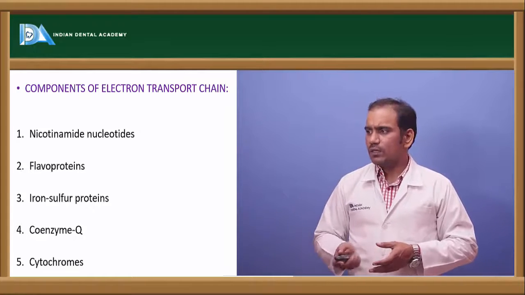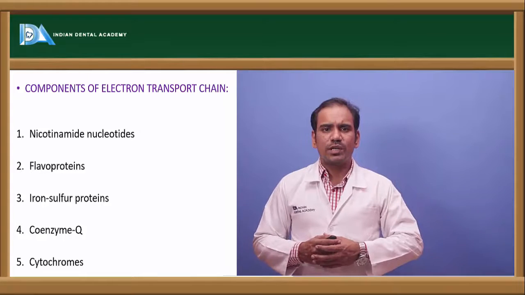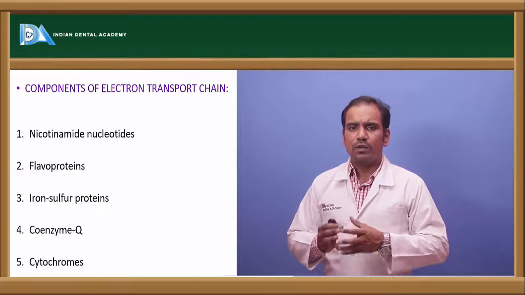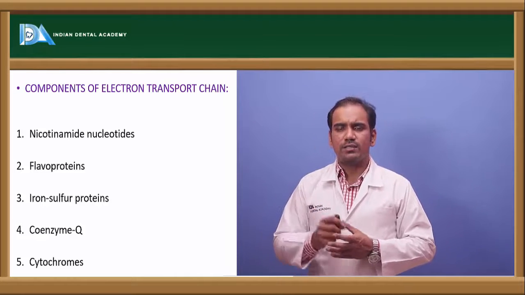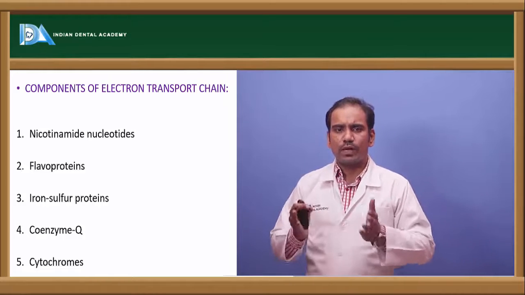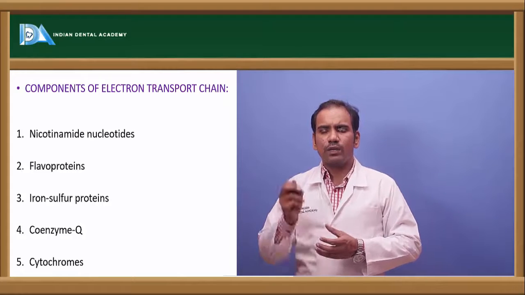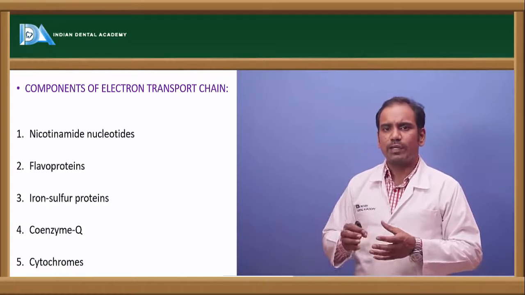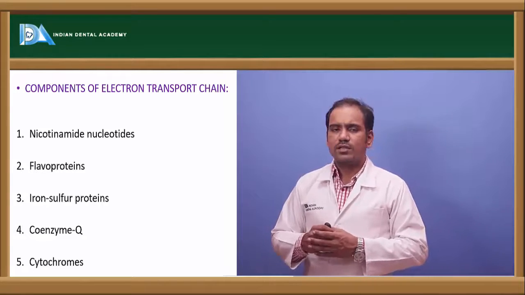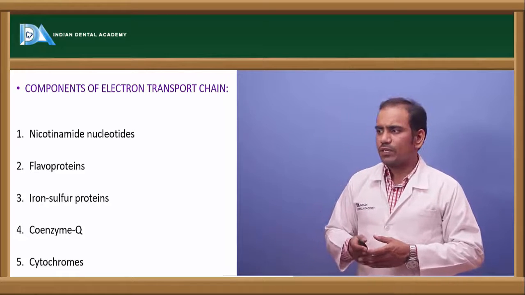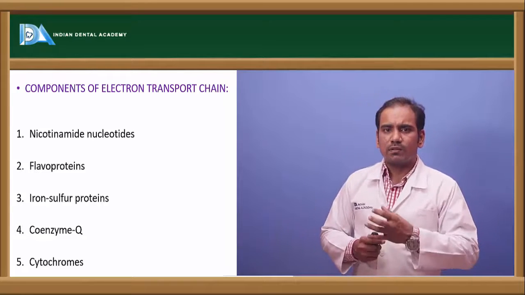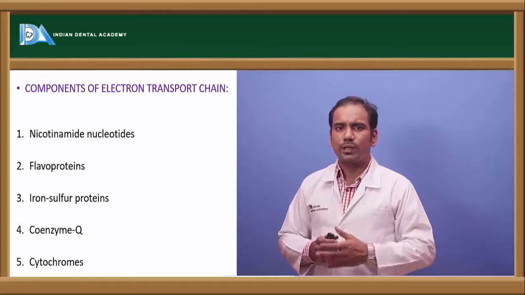Coming to the other component, we have cytochromes. Cytochromes are conjugated proteins having the prosthetic group heme. Heme is a porphyrin ring with iron in its center. Porphyrin rings have 4 pyrrole rings. So 4 pyrrole rings form the porphyrin ring, and when you incorporate iron into that porphyrin ring, it becomes a heme. Heme plus the protein part becomes the cytochromes. These cytochromes are very important components of complex 3 and complex 4.